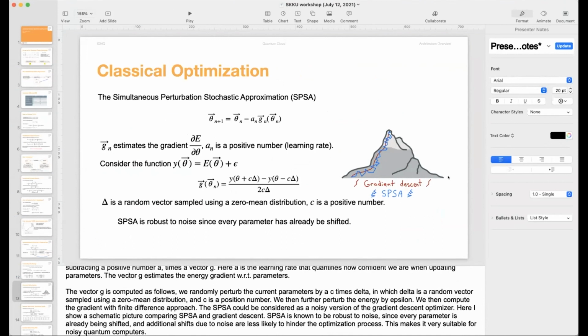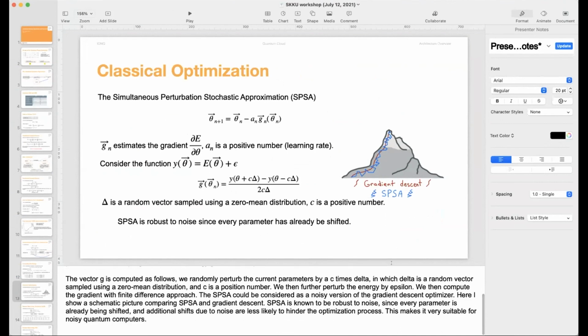Here I show a schematic picture comparing the SPSA and the gradient descent optimization process. SPSA is known to be robust to noise, since every parameter is already being shifted, and additional shifts due to noise are less likely to hinder the optimization process. This makes it very suitable for noisy quantum computers.